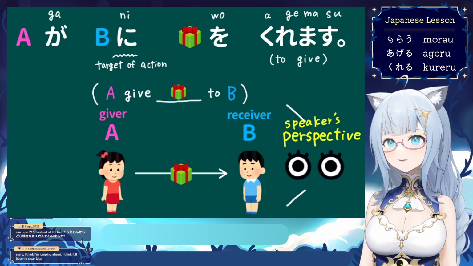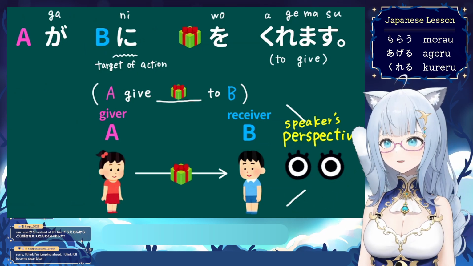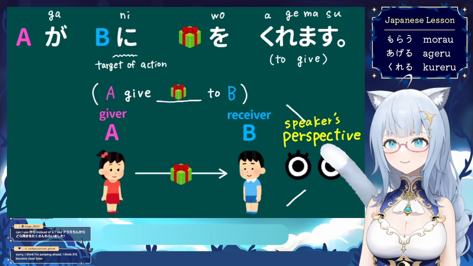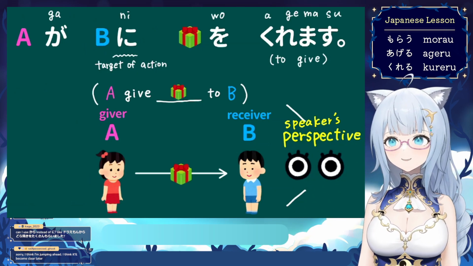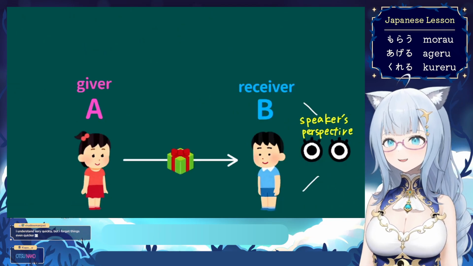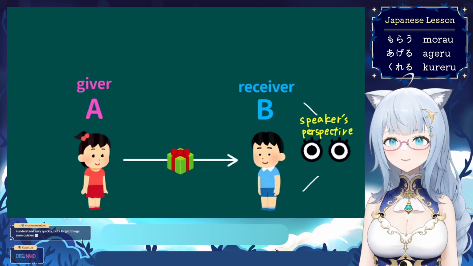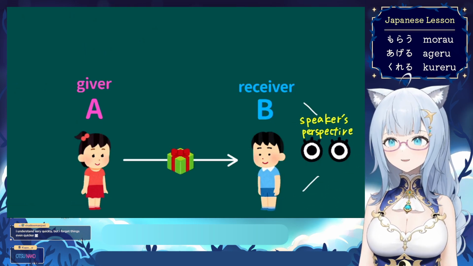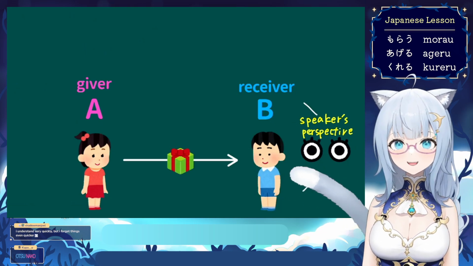このくれます sentence also means to give, but the speaker's perspective is the receiver side. Perspective is B side. So, for the speaker, receiver B has a closer relationship.